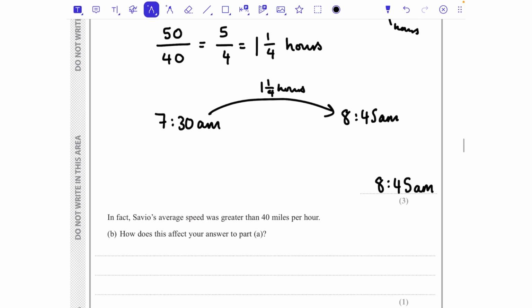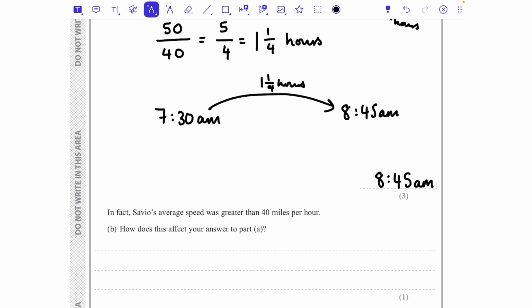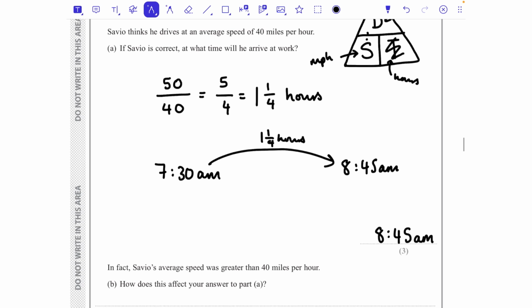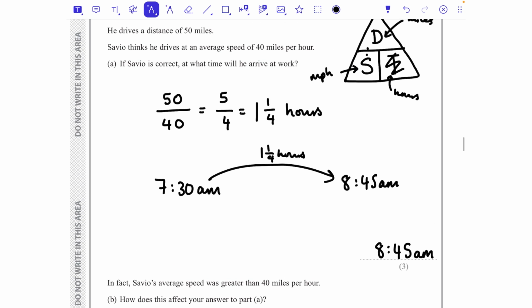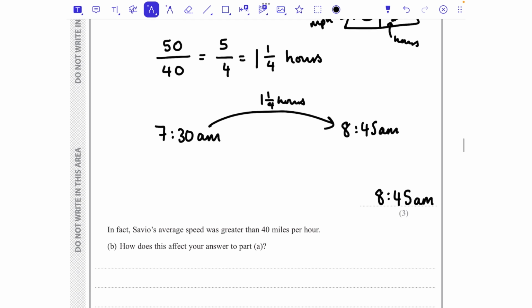So 8:45 a.m. In fact, Savio's average speed was greater than 40 miles an hour. Okay, cool. So he was going quicker. How does this affect your answer to part A? Now, if he's going quicker, what's going to happen to the time he gets to work? Well, he's going to get there sooner, isn't he? And even if you can't answer this question in the exam, the top bit, you can always have a go at the part B. So don't be put off.